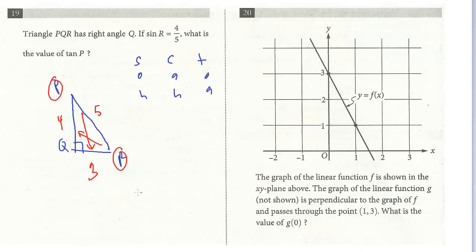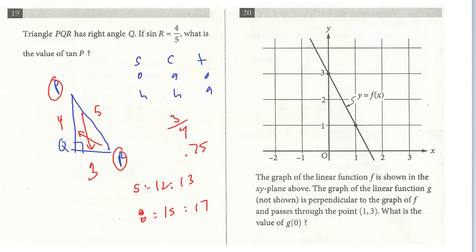Just know your special triples. I'll give you a couple others that sometimes appear just to save a little time. 5, 12, 13 is another triple, and 8, 15, 17. Just remember those. It doesn't always have to be 3, 4, 5. It could be a multiple, like 6, 8, 10. So the tangent of P, we know tangent is opposite over adjacent, so the answer here is 3/4. Or you could also grid in 0.75.